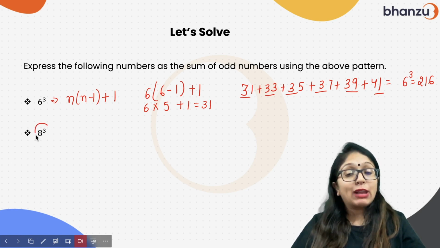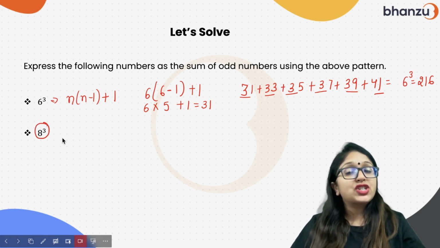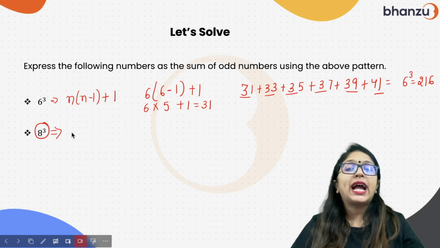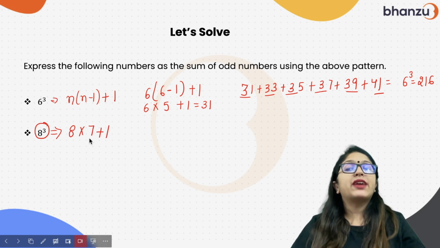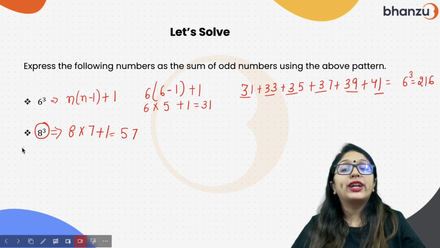Okay. Now if you have to calculate for 8 cube, which number are you going to start with? We know n multiplied by n minus 1, that means 8 multiplied by 7, plus 1. So 8 times 7 is 56, plus 1 is 57. That means I am going to start the odd numbers from 57.